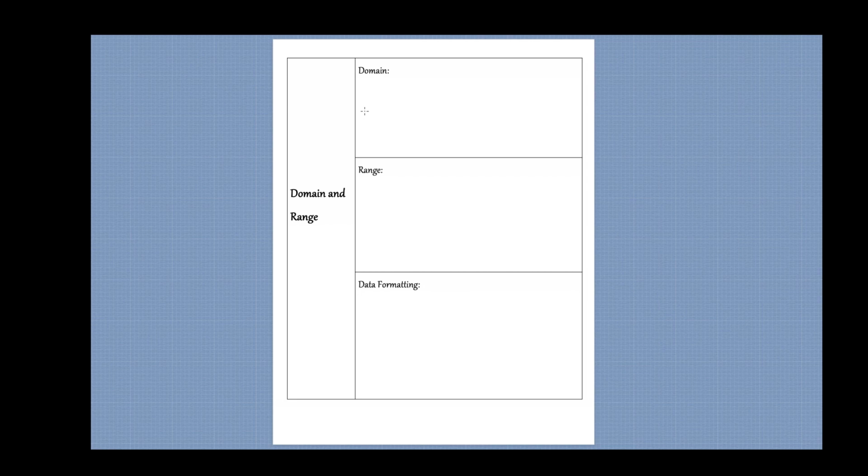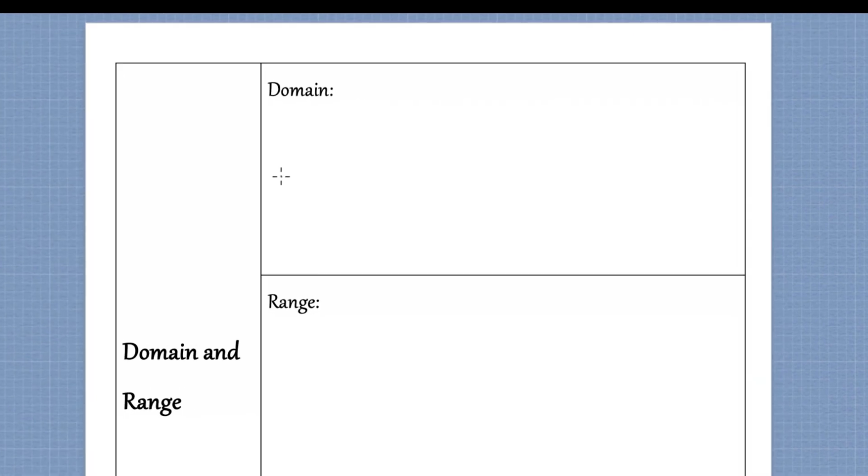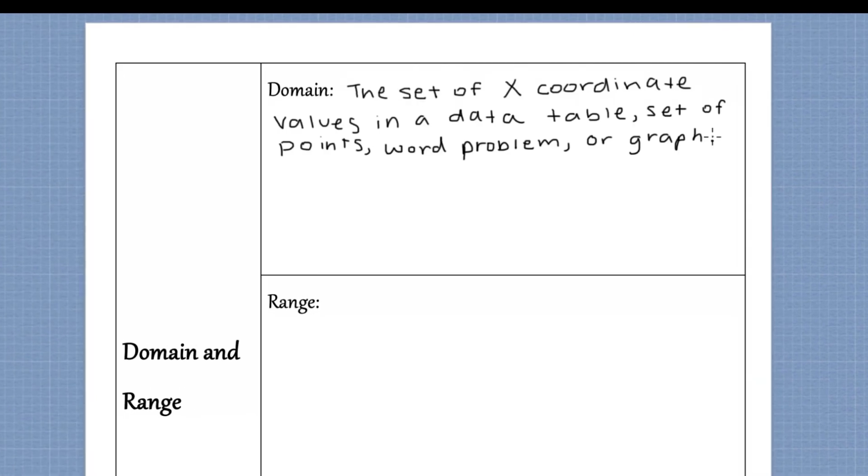Today we are learning about domain and range. Domain is the set of x-coordinate values in a data table, set of points, word problem, or graph. So if we look at this graph over here and this set of points, we can see that the x-coordinate in the data table would be this line right here.